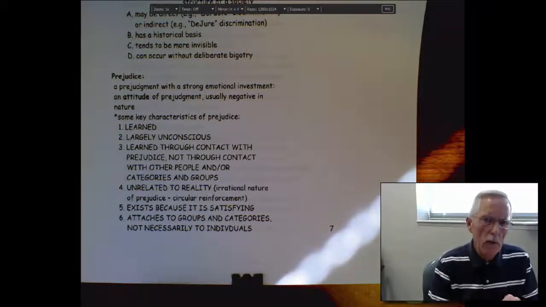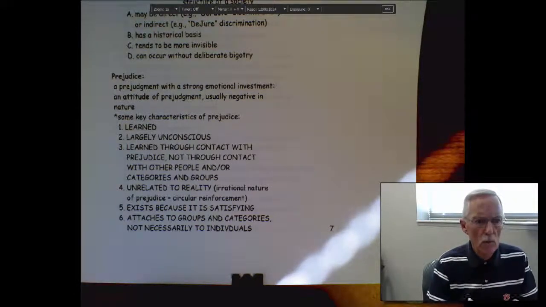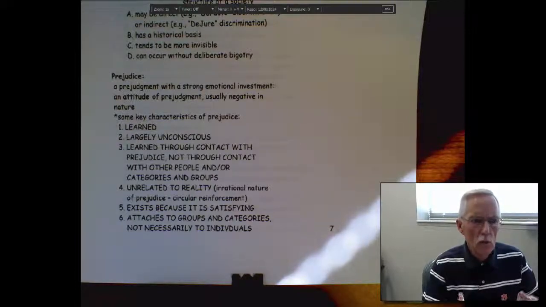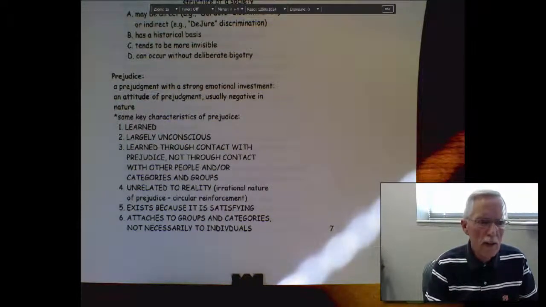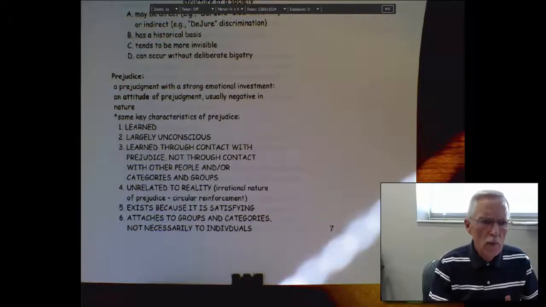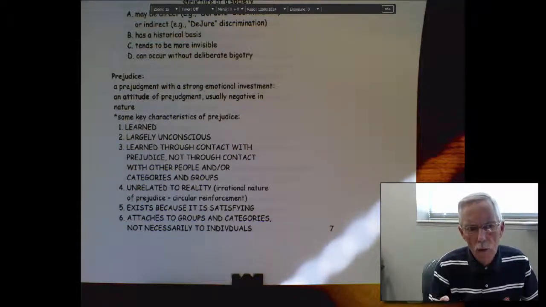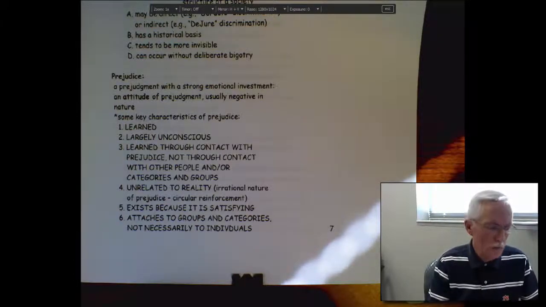A reminder, prejudice is literally a set of attitudes, prejudgments, with often a lot of psychological and emotional investment, often negative in nature, about individuals, groups, and categories. On the 7th page of your study guide, spend some time focusing on the major characteristics of prejudice. I'm going to add an additional one to the list that you see on that 7th page.